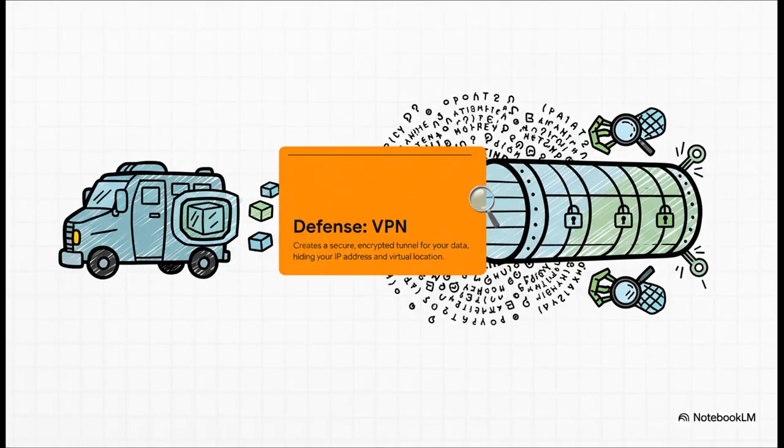So how do we stop these snoops? With encryption. And that's where a VPN, a virtual private network, comes into play. A VPN is like a secure armored van for your data packet. It creates an encrypted tunnel, scrambling the contents, so even if a sniffer intercepts it, all they see is gibberish. They can't read it without the secret key.